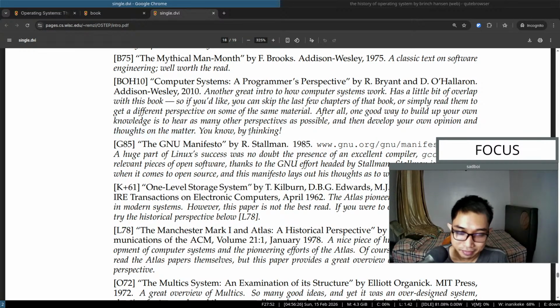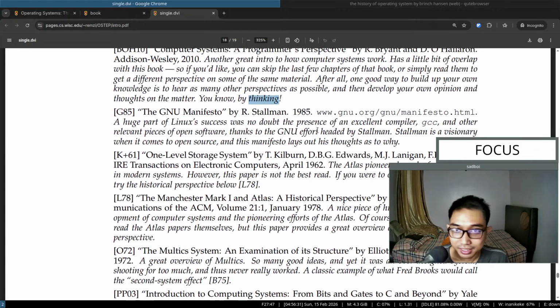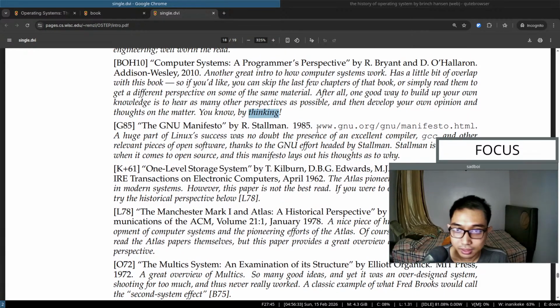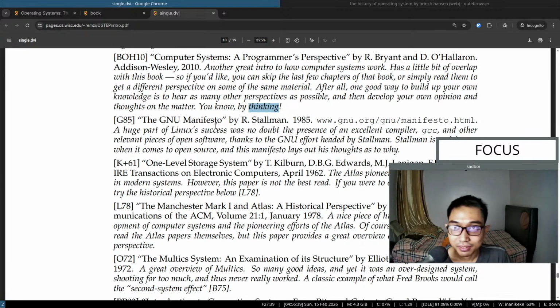You know, by thinking, the lost art of the modern world, the thinking process. The GNU Manifesto, okay?